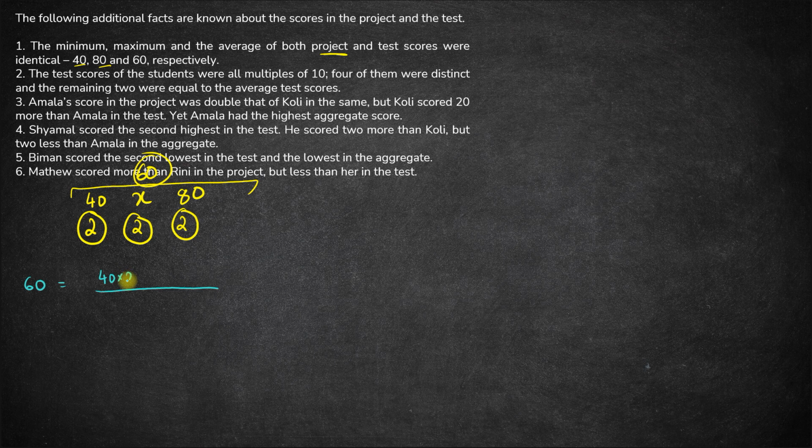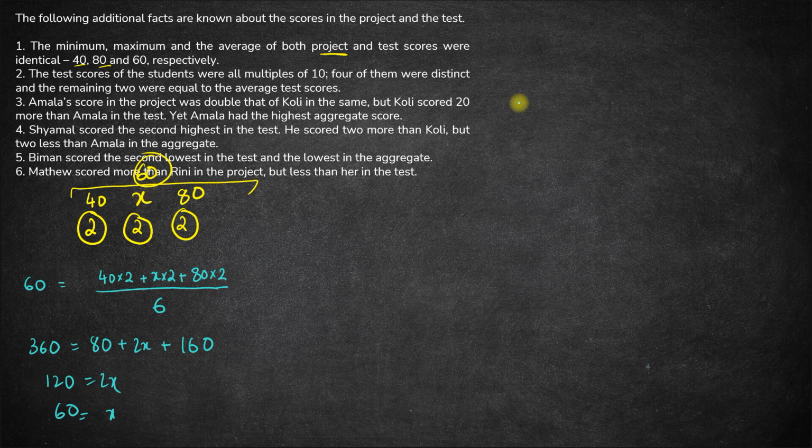So 2 students get 40 marks each, the minimum, and 2 students get 80 marks each, the maximum, plus 2 students will get X marks each. So the total marks will be 40 into 2 plus X into 2 plus 80 into 2. So these are the total marks of 6 students. Divided by 6 will give us the average marks in the project, which is 60, right? 6 into 60 is 360, which is equal to 40 into 2, which is 80, plus 2X plus 80 into 2, which is 160. 160 plus 80 is 240. 360 minus 240 is 120, which is 2X. Hence X comes out to be 60. That means the marks of the third group would be 60.